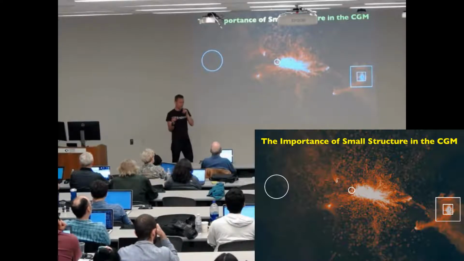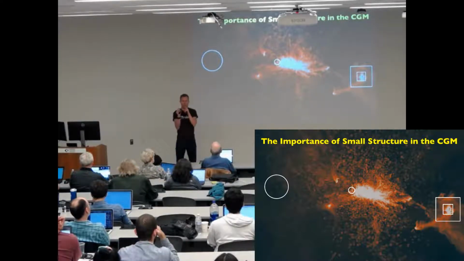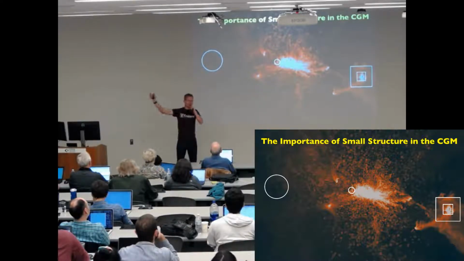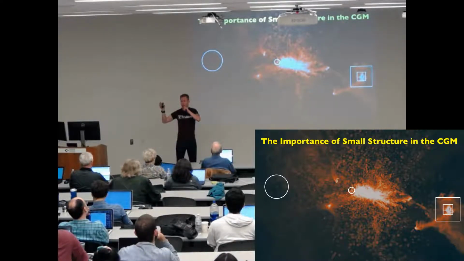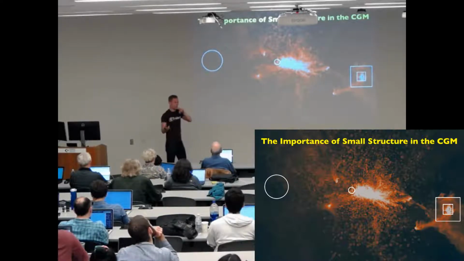And this is a problem because if you have structure where there's a cold gas clump surrounded by a hot gas medium, and your resolution element is this big, then you're going to wash out that cold structure and it's just going to evaporate. And you're not going to resolve that in your simulations. So we really need to worry about resolving this structure in the circumgalactic medium to resolve the thermal instability.